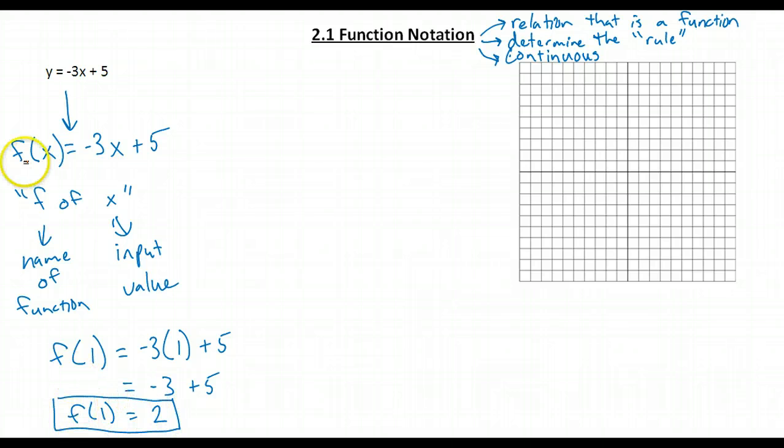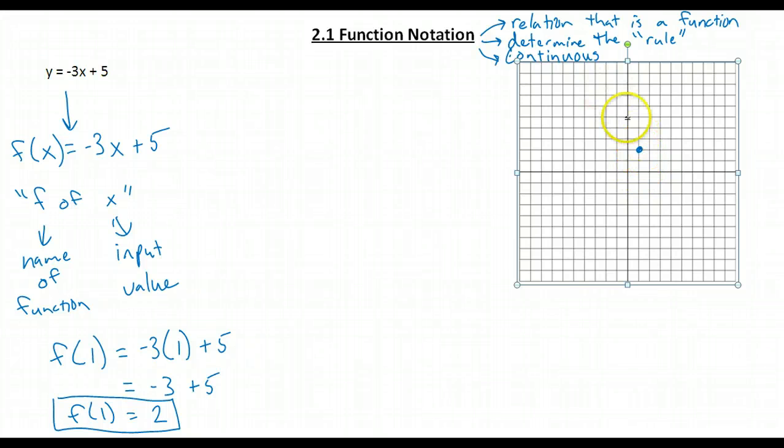If I take the function f and input 1 for x, my answer will be, after I do all the math, 2. Looking at the graph, if I input 1, if I go 1 in the x direction, my output is 2. Normally we'd call that the ordered pair 1, 2, but in function notation it's f of 1 because I'm going to input 1 and when I output I'm right here.